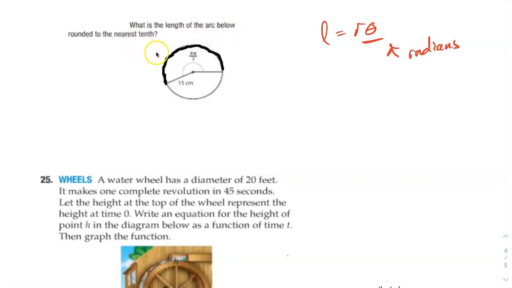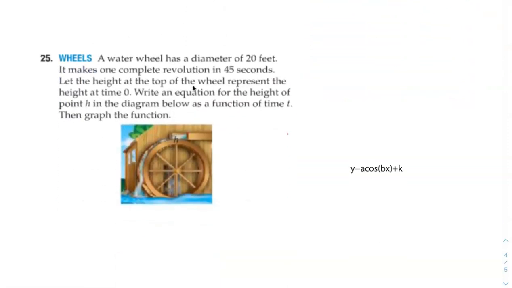So what's the length of the arc below? Well, luckily they give us radians and they give us the radius. So arc length is just going to be 15 times 8 pi over 7, whatever it turns out to be, some number. Let's go to the next one.